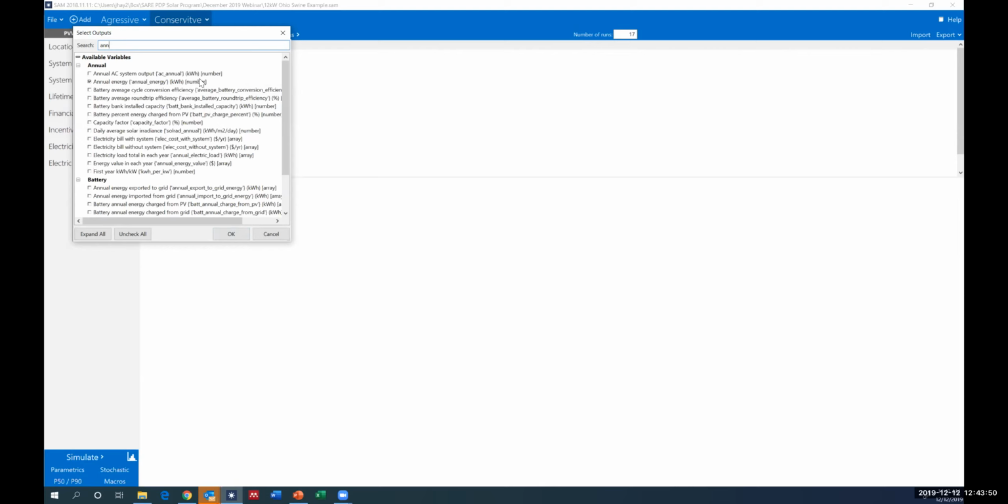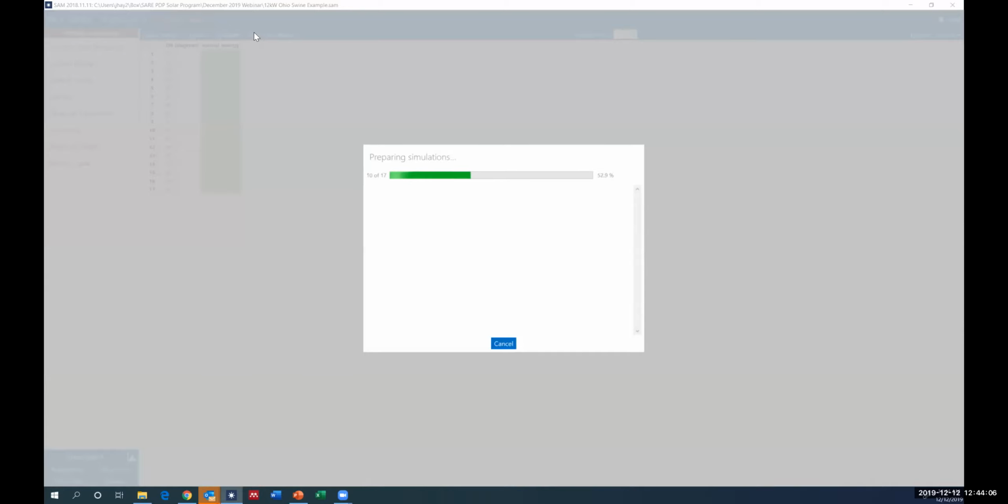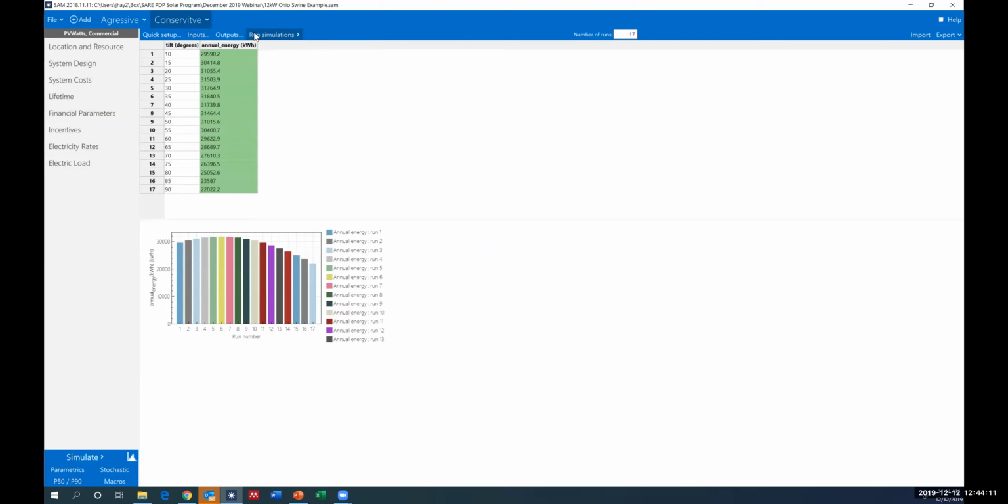And so this is in kilowatt hours, and we have how many runs we're going to do. I'm going to pull that down a little bit if I can, because I think there's one more down there. Yeah, there's a couple more. And then we're going to hit run simulations. It's going to run 17 simulations in about that long, and it's going to give us a graph. And now we're able to see that really this number 6 run in our chart looks like the highest. We're going to double check that up here. Our number 6 run is our highest number at 31,840 kilowatt hours.